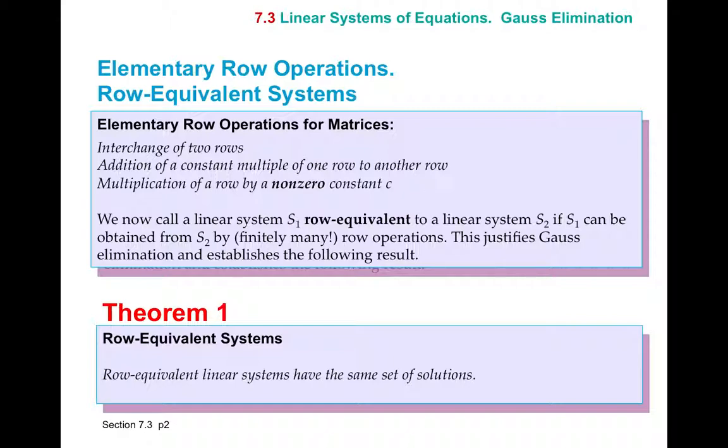After we've done these row operations, however many of them we wish, we now have some linear system S2 that resulted from a number of row operations on an original linear system S1, and we refer to those as being row equivalent. So theorem number one is that row equivalent linear systems will have the same set of solutions. For this reason, we're able to do Gaussian elimination, and that allows us to solve an easier system of equations that we've obtained through row operations.